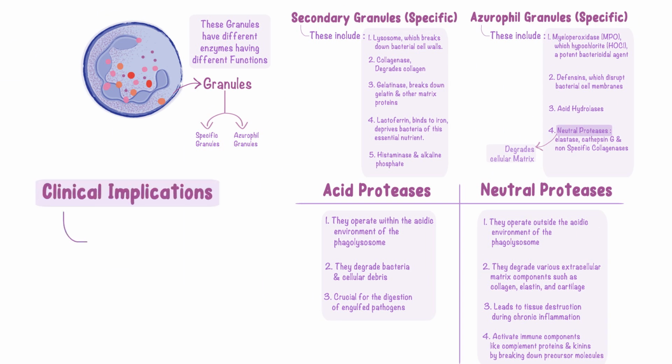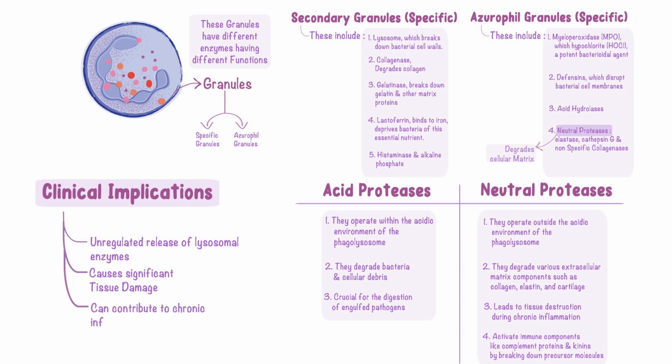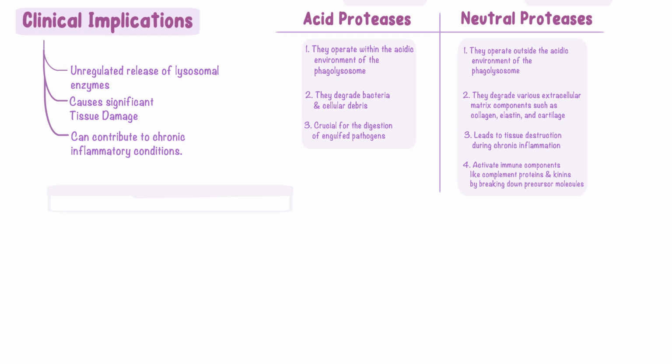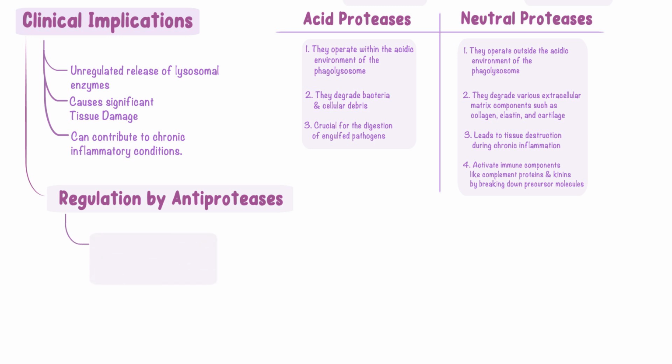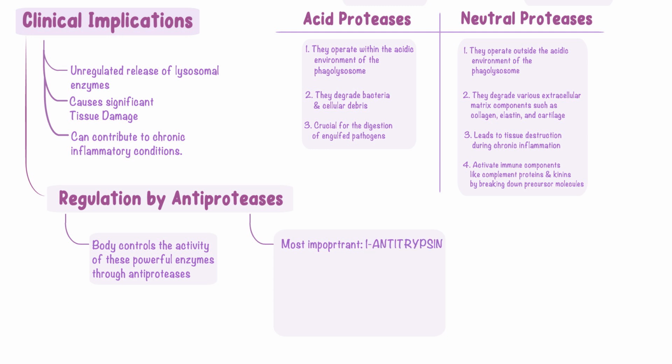The release of lysosomal enzymes into the extracellular space can cause significant tissue damage, especially if not properly regulated. This can lead to the amplification of inflammation and contribute to chronic inflammatory conditions. The body controls the activity of these powerful enzymes through antiproteases found in serum and tissue fluids. The most important of these is alpha-1 antitrypsin, which inhibits neutrophil elastase. Deficiency in alpha-1 antitrypsin can lead to unchecked elastase activity, resulting in conditions like emphysema due to destruction of elastic fibers in the lungs.